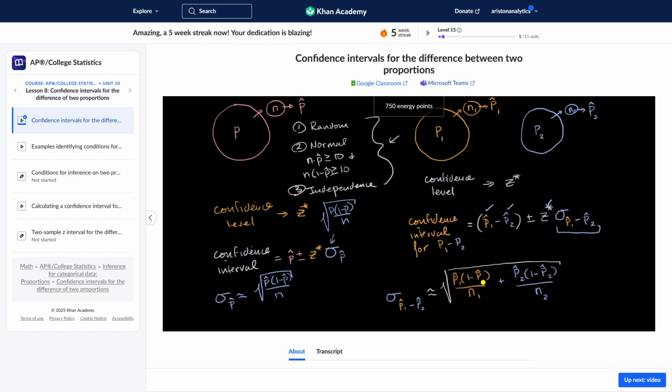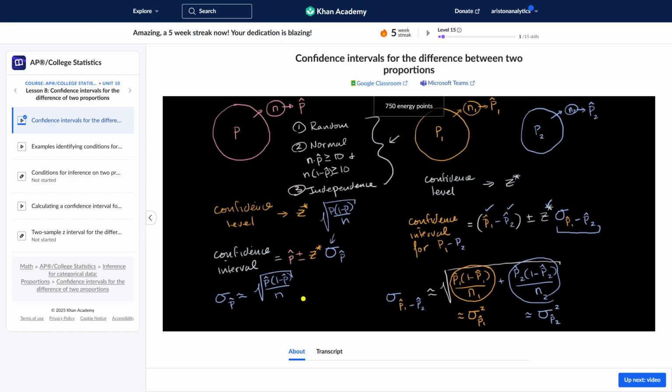Now, where did this thing come from? Well, you might notice some similarities here. This part over here is an estimate, or it's approximately equal to the variance of the sampling distribution of the sample proportion for our first population. And then this right over here, once again, is approximately going to be equal to the variance of the sampling distribution for the sample proportions for this population, for P2.